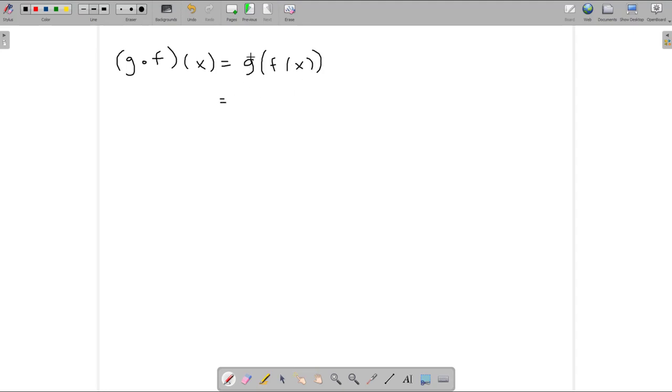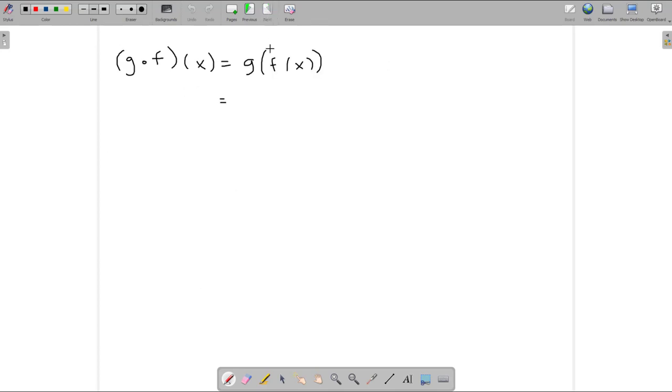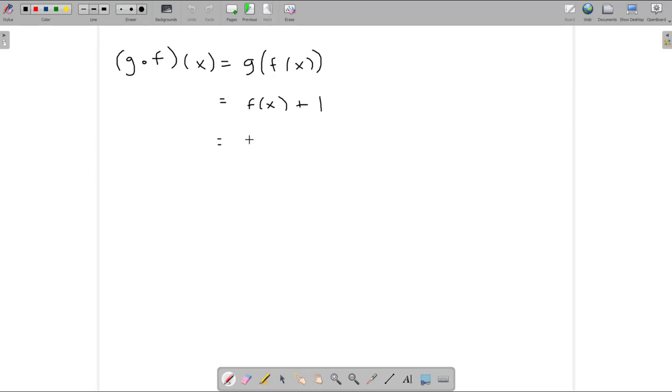So that means I look at my g, and wherever I have x, I plug in f of x instead. So my g of x was x plus 1. So instead of x plus 1, I now have f of x plus 1. But again, let's take it a step further. I know what f of x is. F of x is x squared minus 2. So instead of f of x, I'll have x squared minus 2, and then this plus 1 stays.